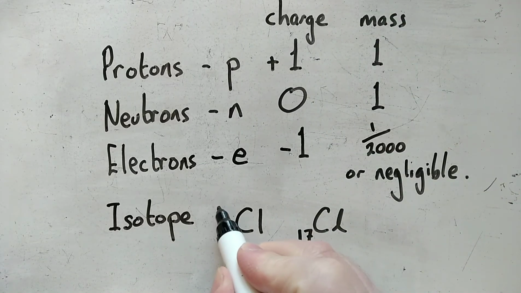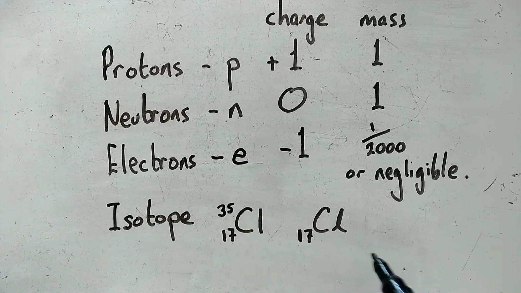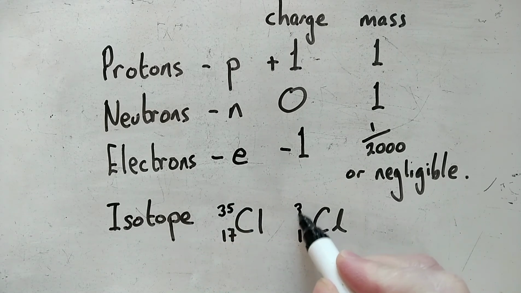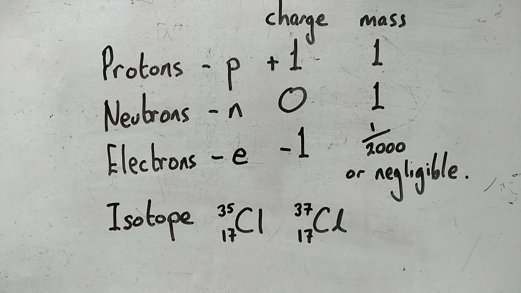However, the 2 isotopes of chlorine, one of them has a mass of 35 and the other one has a mass of 37. Now, in the previous video, we talked about numbers of nucleons. That is the number of particles within the nucleus. So this isotope of chlorine has 35 particles in the nucleus. This isotope of chlorine has 37 particles within the nucleus.